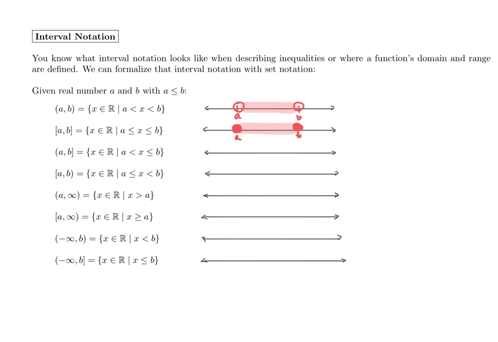We can also mix and match for our a's and b's. I did that for the next two intervals. With a not being included but b being included, parentheses with the a and bracket with the b means that x is a real number such that a is less than x, which is also less than or equal to b. So we are open at a, closed at b, and still connected. I flipped it around for the fourth one: closed at a because a is included, but open at b because b is not included, and we're still connected.